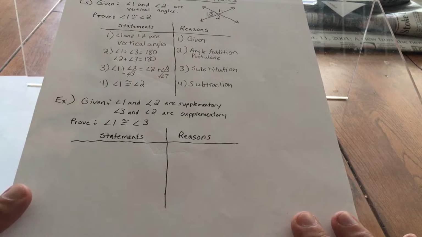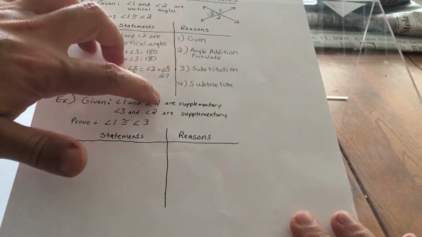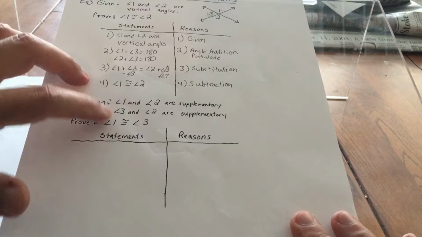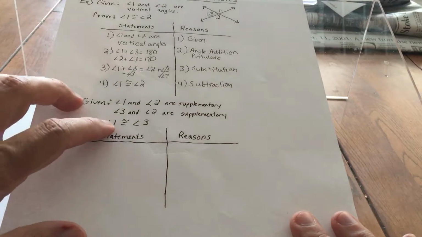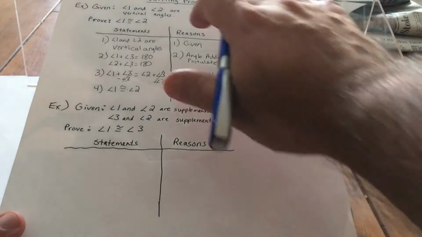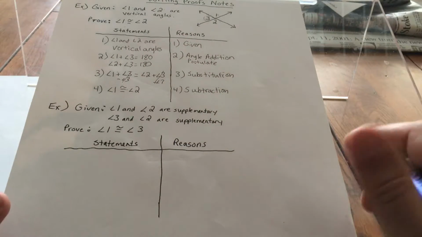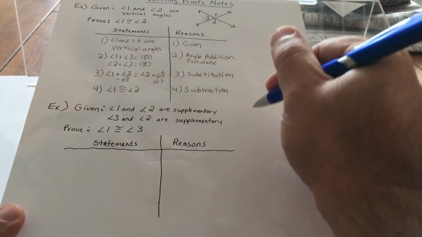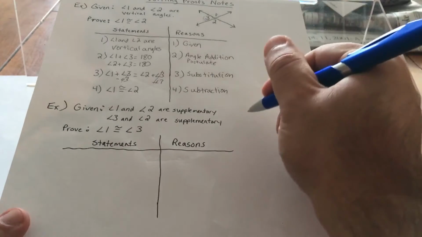All right. So in this case, they give us two pieces of information. They give us the given information: angle 1 and angle 2 are supplementary. And then they say angle 3 and angle 2 are supplementary. All right? And they want us to prove that angle 1 is congruent to angle 3. Notice I said in the previous video that most of the time they're going to give you a picture, and if they don't, you should probably try to draw one. Well, you could try that here. And it doesn't matter what your picture looks like.